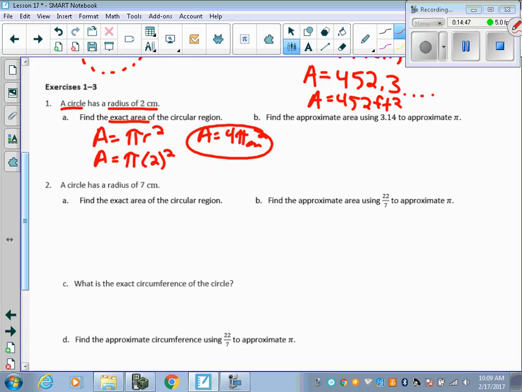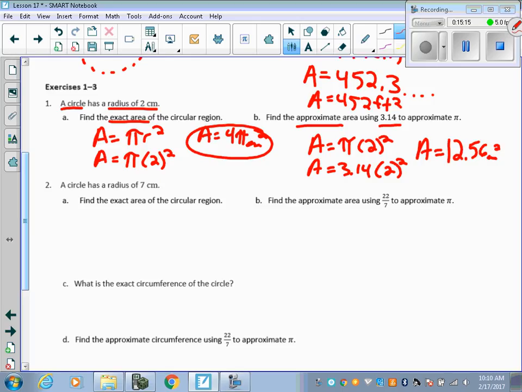Now, this says find the approximate area using 3 and 1400ths as pi. So area equals pi times 2 squared. But in this case, we're going to put area equals 3 and 1400ths times 2 squared. 2 squared is 4. 4 times 3 and 1400ths, area would equal 12 and 5600ths centimeters squared. That fit in there, sorry. Okay, so that's number 1, another example of it.